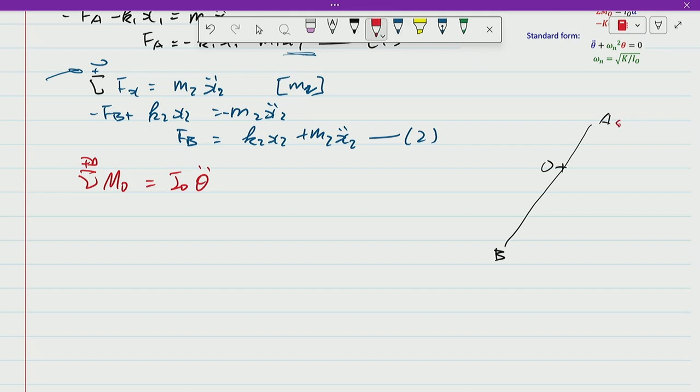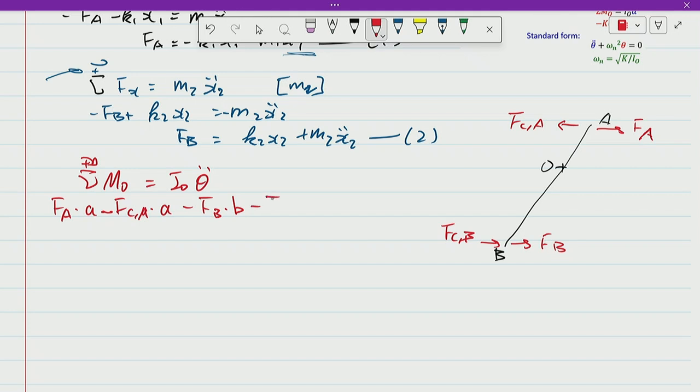You basically get your FA, FB, your FCA, and oops, towards the right, FCB. Again, you can replace it with spring force here, but then that means you have to update your FBD. That's going to give us FA times A minus FCA times A minus FB times B minus FCB times B equals M3 K naught squared theta dot dot.